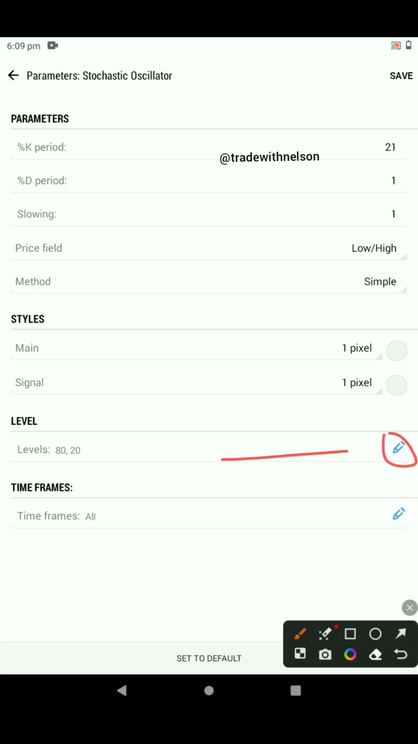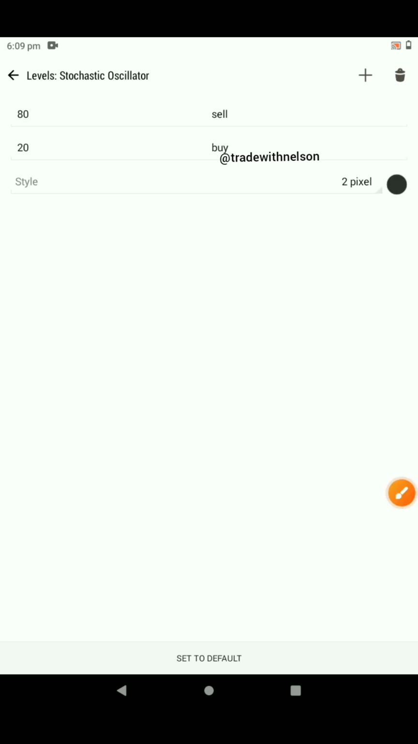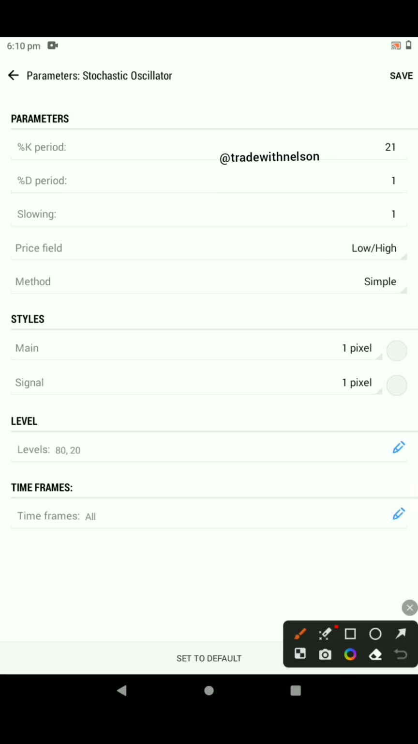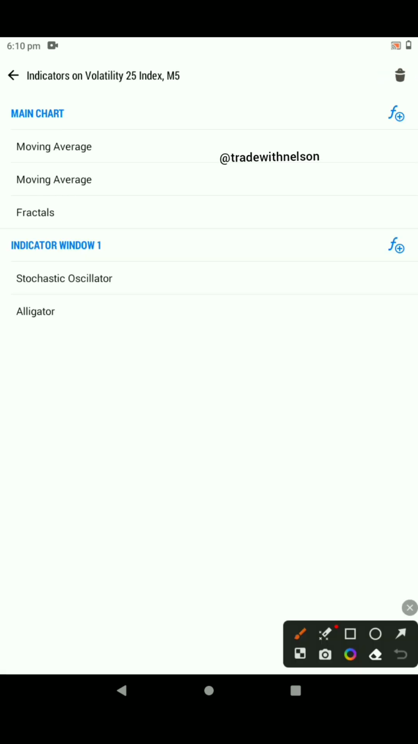So for the levels, click on this pen icon over here. Click on this add to add level, type 80 and 20. Then make your style 2 pixel and select color of your choice. After that, click on save. So for the last indicator, click on this F icon on indicators window 1.